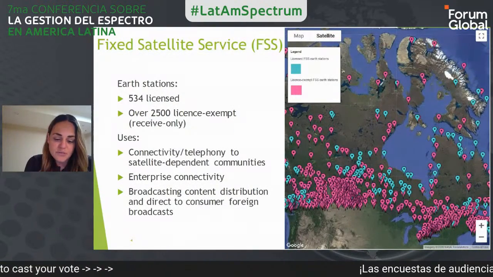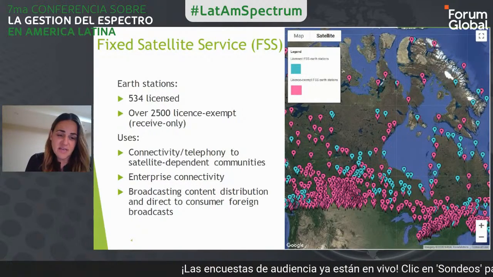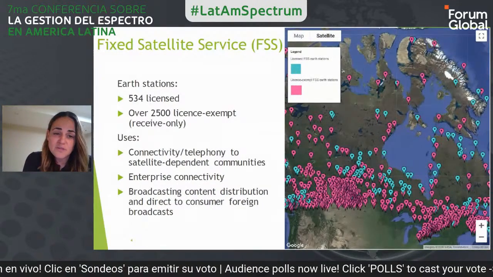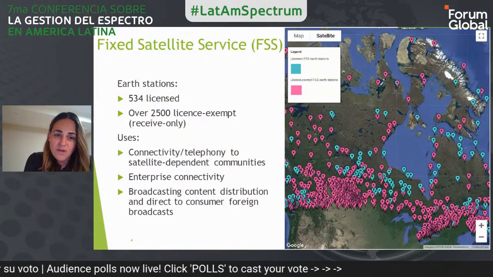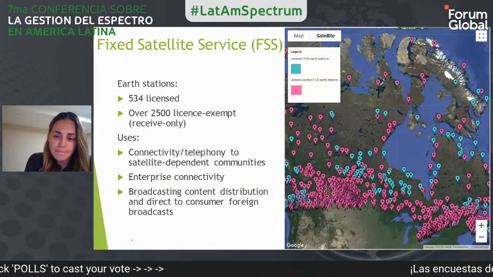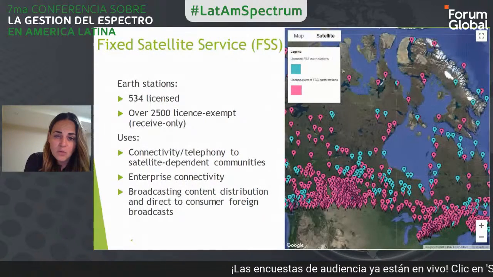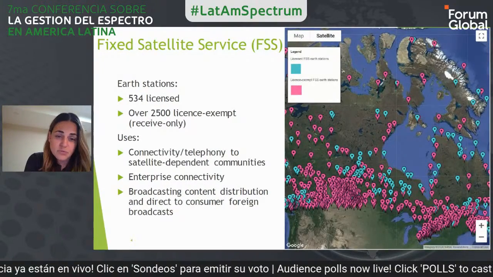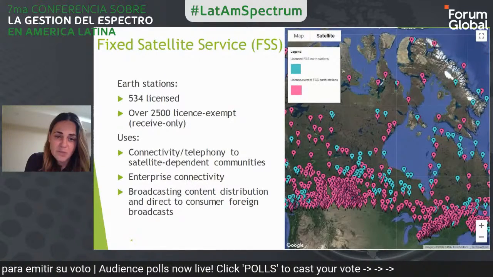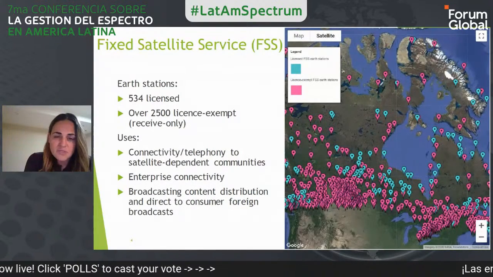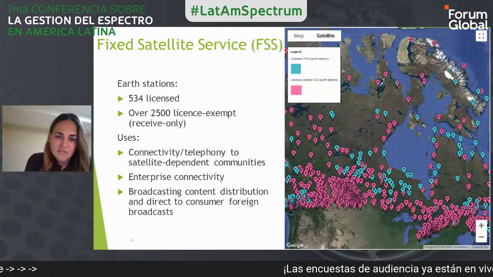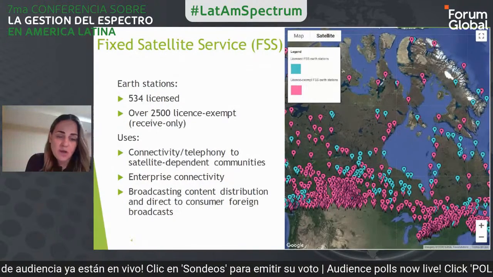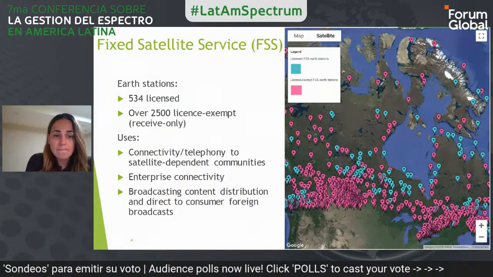Okay, so from 3700 to 4200, I mentioned fixed service as well as FSS. Fixed service, there's not very much use, but you can see the majority there is fixed satellite service. So in terms of licensed use, we have over 500 licensed stations, and you can see those in blue. And then in terms of license exempt, we requested information to try to get more on those, and we received over 2,500 receive-only stations there. You can see them in the pink color. Uses for these FSS stations include connectivity for satellite-dependent communities, enterprise connectivity, as well as broadcast distribution, including foreign broadcasts. Next slide, please.